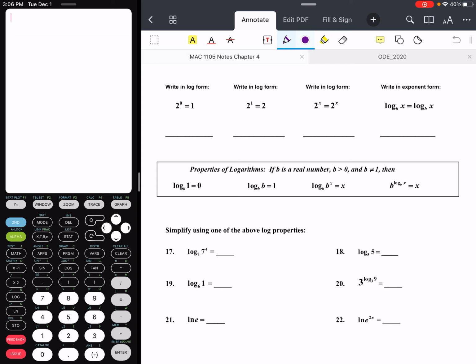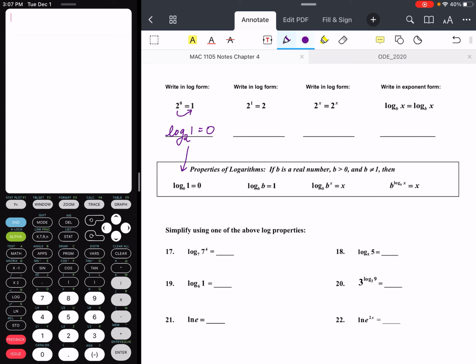So first we have the exponential equation 2 to the 0th power equals 1. It says write in log form. So if I'm going to convert this into log form, I'm going to write log base 2 of 1 equals 0, right? Now, if we want to generalize this, we could say that log base b of 1 equals 0. It doesn't really matter what the base is, right?